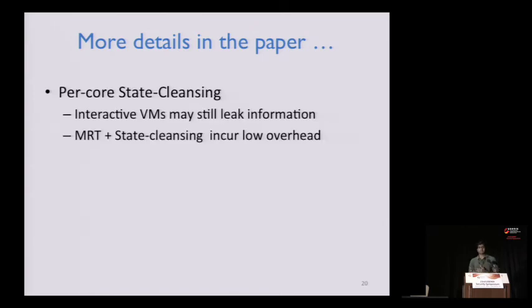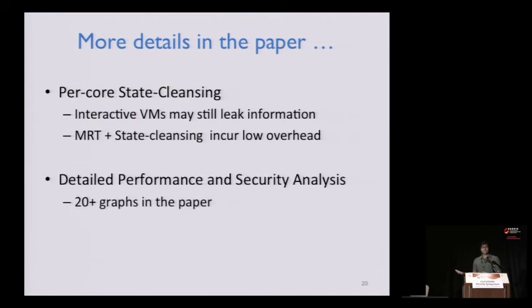There's one more additional mechanism that we use, which is per-core state cleansing, where we identify the fact that the MRT mechanism does not help interactive VMs in any way, and we require some other mechanism to deal with those. So what we do is smart selective state cleansing. Although I won't have enough time to go over this in detail, I would encourage you to look into the paper or catch me offline. There is also detailed performance analysis, a lot more than what you saw here, about 20 plus graphs in the paper. I encourage you to look into that as well.